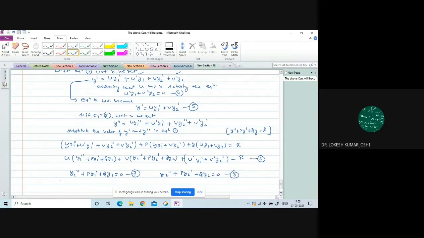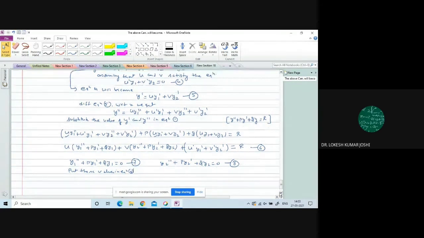If we put these values in equation 6, as we all know, y1 and y2 are solutions of the homogeneous equation. Therefore, definitely it will satisfy the homogeneous part. If we put these values in equation number 6, we will have only this term. Equation 6 will become u dash y1 dash plus v dash y2 dash equals r. This is equation number 9.